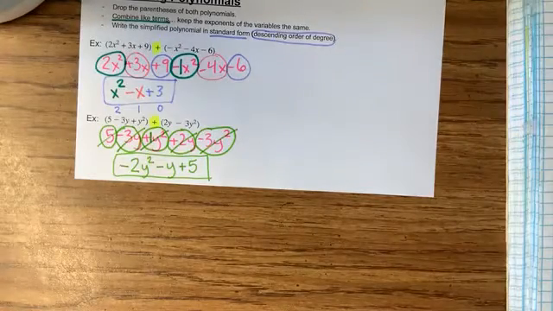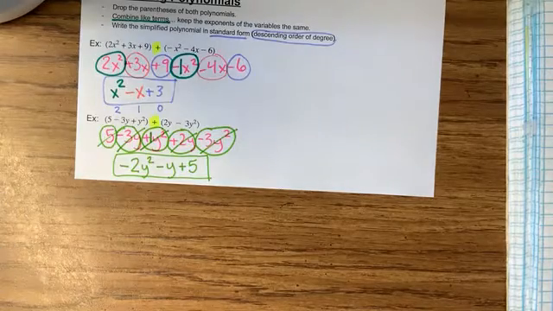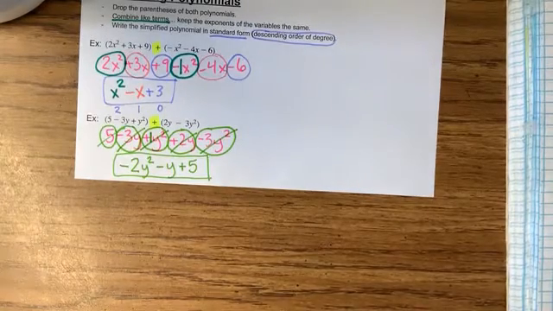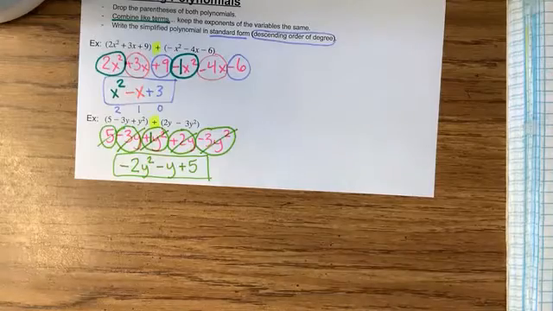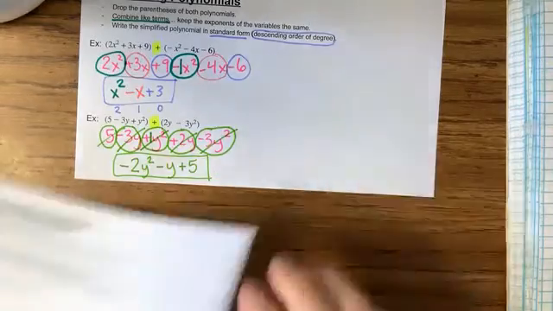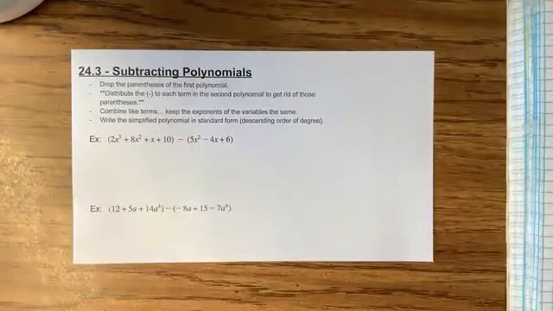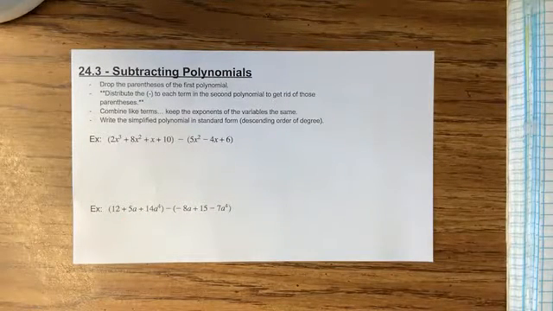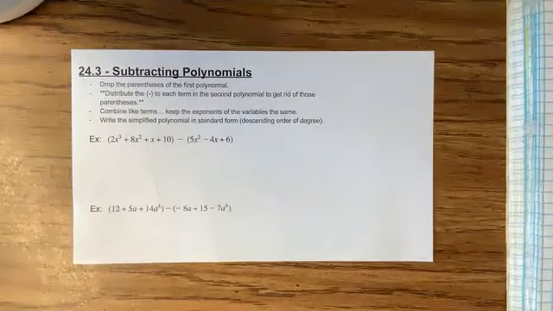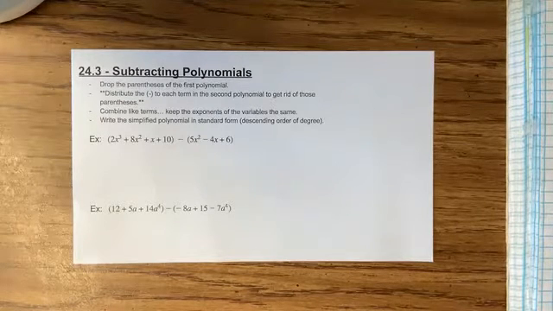All right, now on to subtracting. Now on to subtracting polynomials. There is just one extra step that is different between 24.3 and 24.2. What is it? What's the only thing different there? Yeah, you just got to distribute that negative.